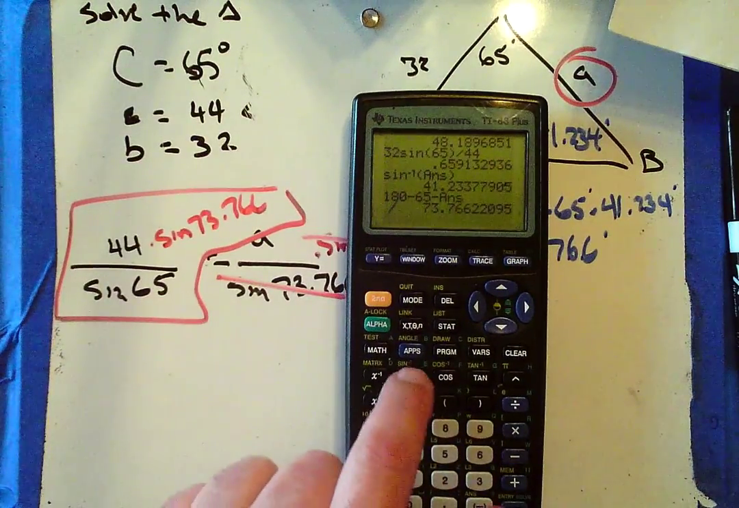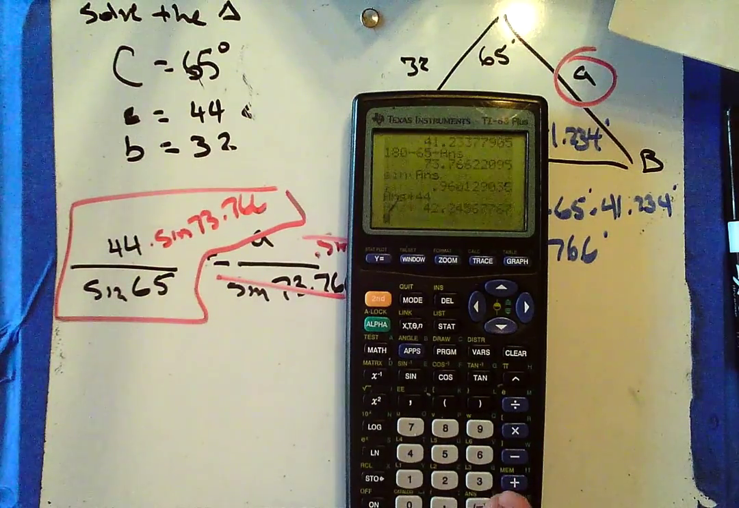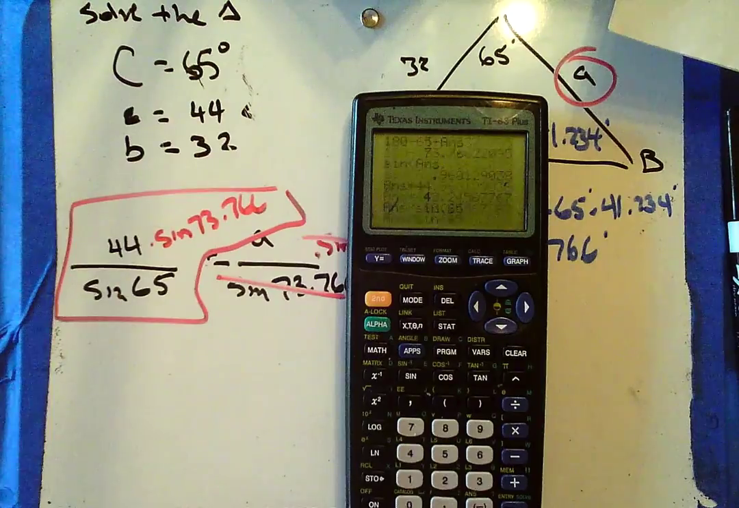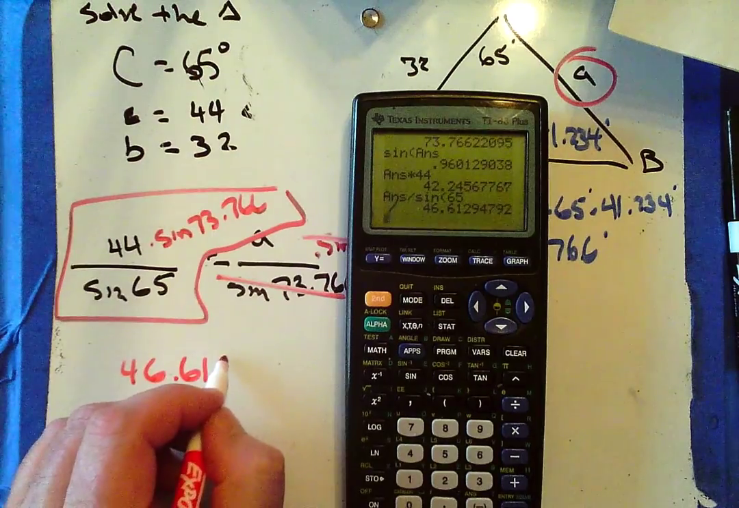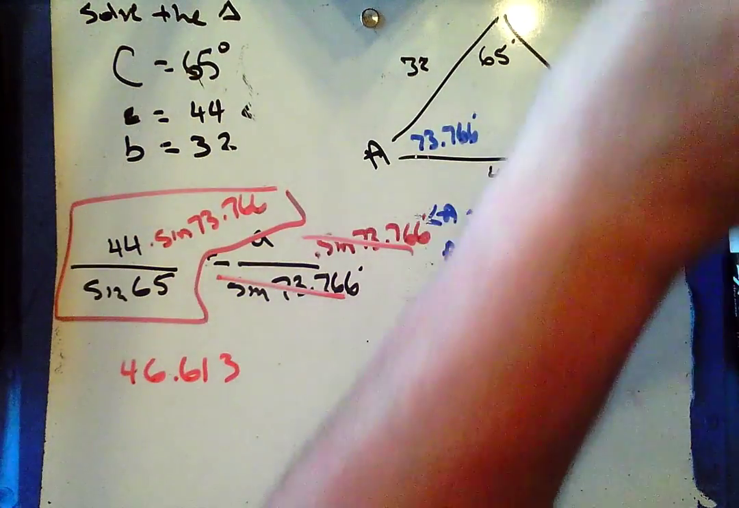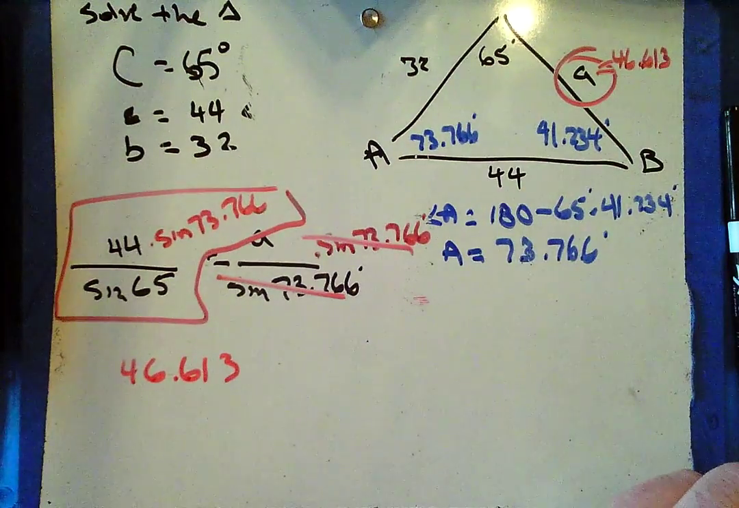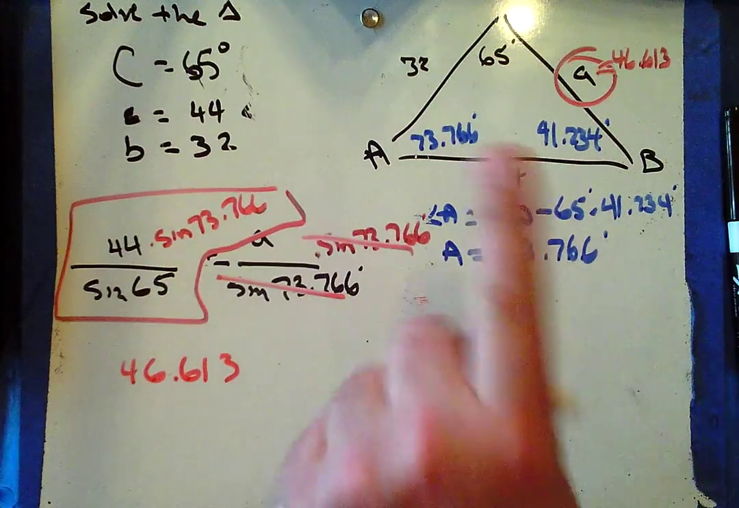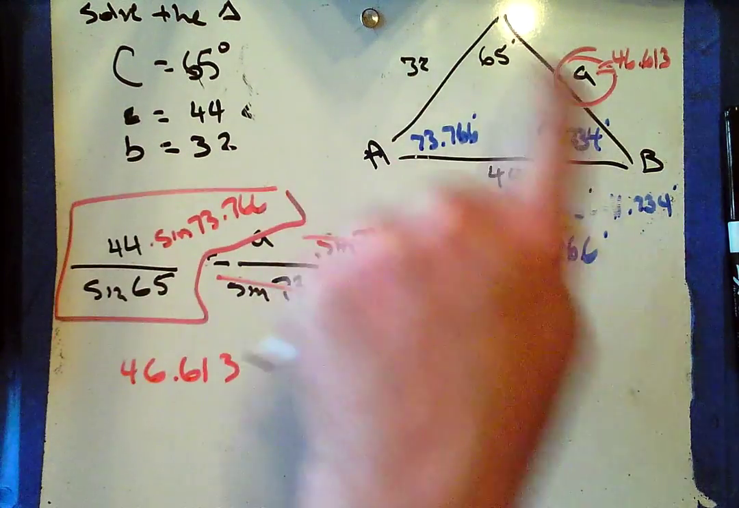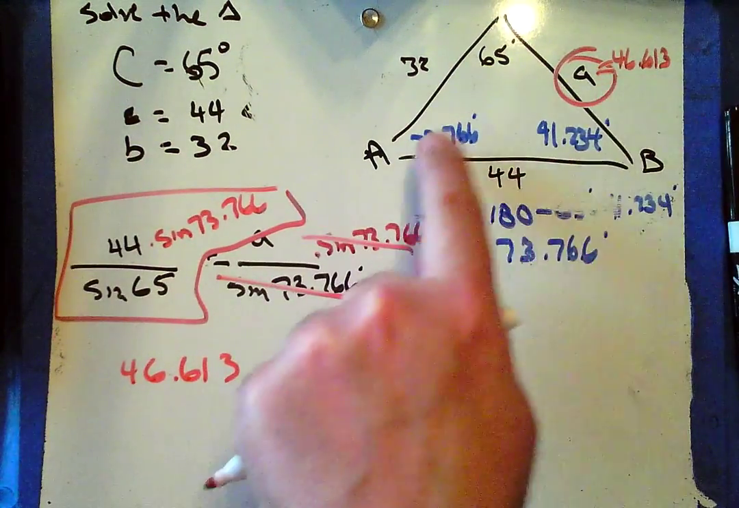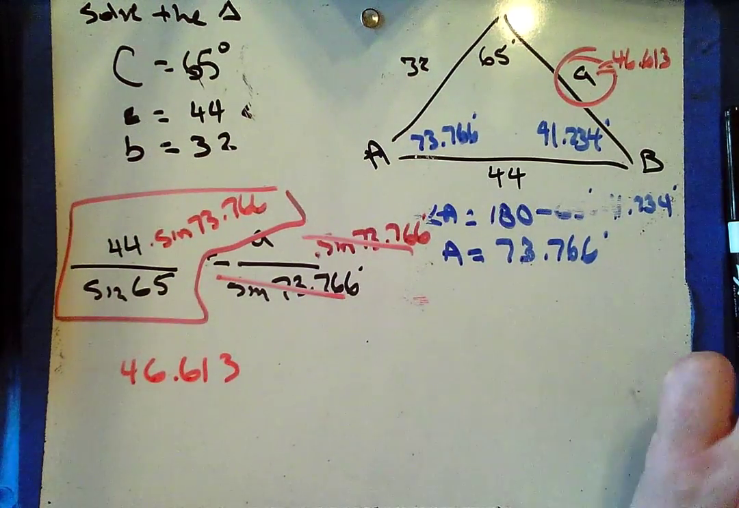Okay, so I want the sine of that angle times 44 divided by the sine of 65, and I end up with 46.613. And so this missing side here is 46.613. Okay, that's solving a triangle. Again, I find drawing a blank, generic triangle, labeling all the givens in it, helps me remember what I still need to find and gives me a place to put the things when I find them.